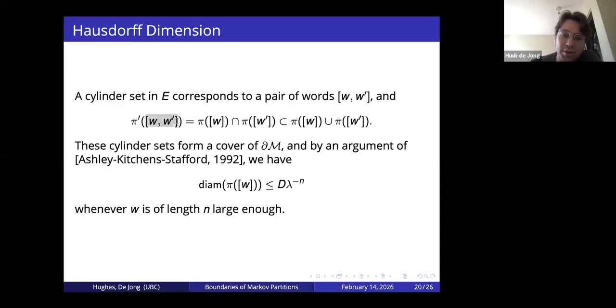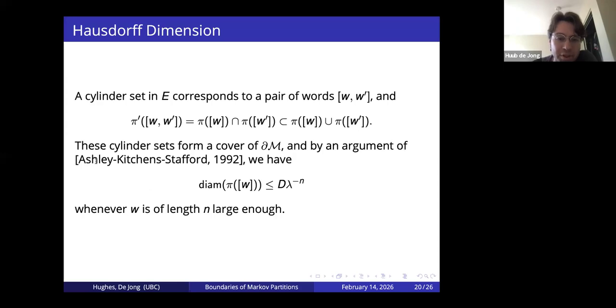And because of how I defined my map pi prime, the image of the cylinder set of these two words is actually the intersection of the pi image of the cylinder sets of the individual words, thought of as cylinder sets of X. That intersection is, of course, contained in the union of the two sets. If I fix some n, then I can take all pairs of words of length n, which covers all of E, and then the image of that covers all of the boundary.